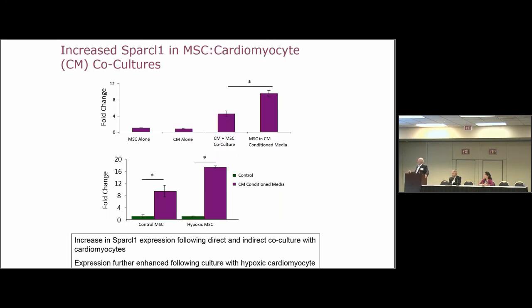And when we look at MSCs in culture, we find that they don't express this protein SPARCLE1. Cardiomyocytes also don't express this protein, but when the two cells are together in co-culture, then the presence of the cardiomyocytes causes the MSCs to upregulate expression of SPARCLE1. And then conditioned media from the cardiomyocytes also stimulates the MSCs to upregulate expression of this protein. So SPARCLE1 is an example of how MSCs are licensed by exposure to the injured environment.